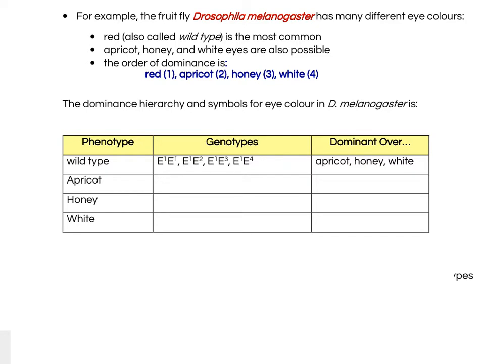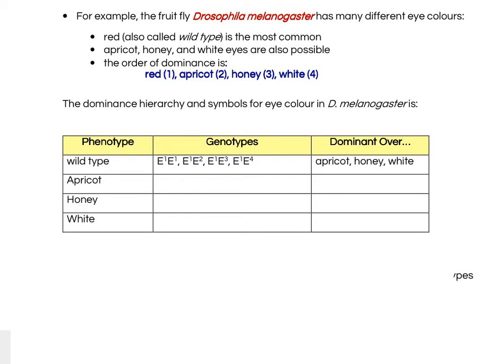It would have been just as easy to have put in an R, an A, an H, and a W representing the actual colors. But it can get complicated in cases where the phenotypes have the same letter. So you can decide that as long as you provide a legend that's clear to the reader, then you're good to go. All right, so here I've indicated the wild type and the possible genotypes.